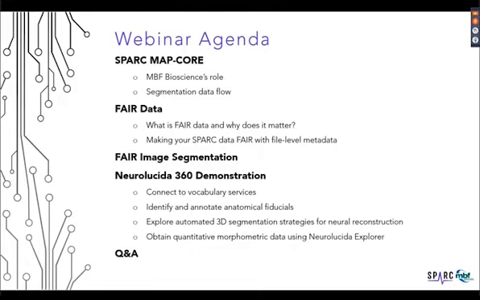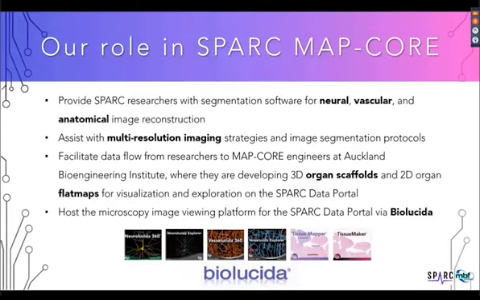We'll then demonstrate Spark-specific annotation features and neuronal reconstruction strategies in Neurolucida 360. Once we've shown you how to segment image data, we'll take the segmentation file and explore morphometric analysis available in Neurolucida 360's analytic companion software, Neurolucida Explorer. We'll end with some information about how to access a license for MBF Bioscience software so you can begin segmenting FAIRly today.